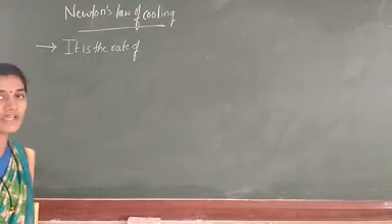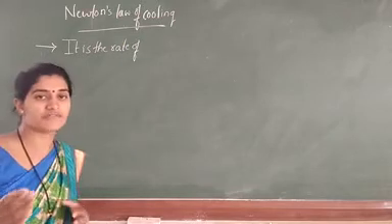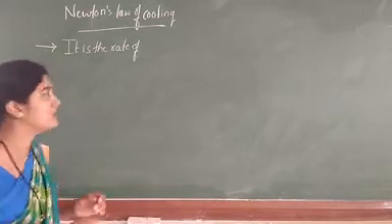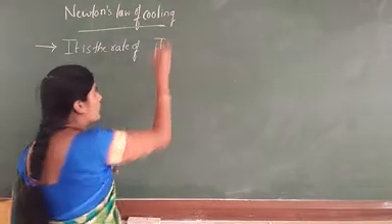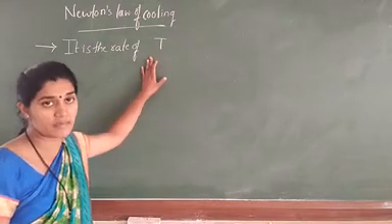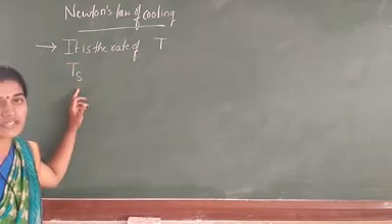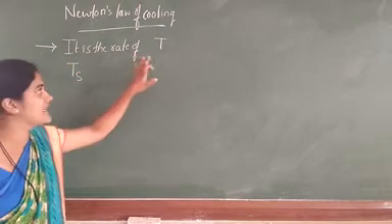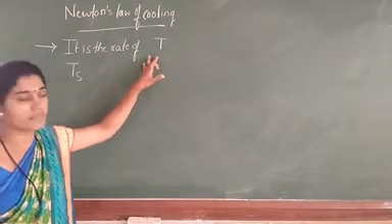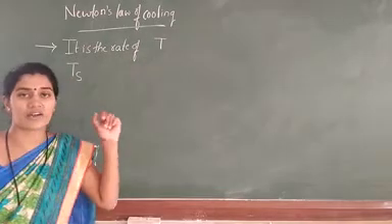It is the rate of the temperature. In that, we are taking the difference of the temperature. We are considering one T, where T is the hot temperature, and one more, Ts, where Ts is the surrounding temperature.